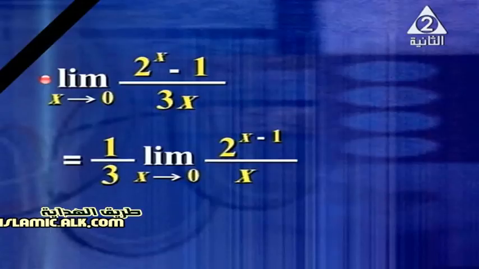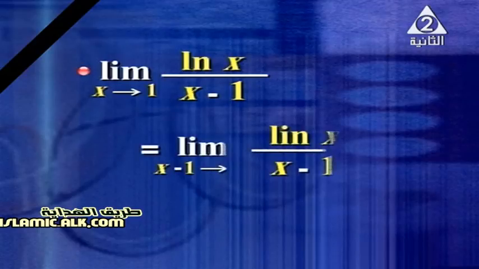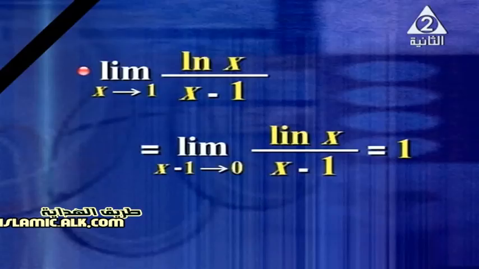Limit when x tends to 0 of 2 power x minus 1 over 3x equals one third. Why? Because 3 is a constant. Limit when x tends to 0 of 2 power x minus 1 over x equals what? It equals ln 2, so the answer is one third ln 2. Limit when x tends to 1 of ln x over x minus 1, dear student, equals 1.